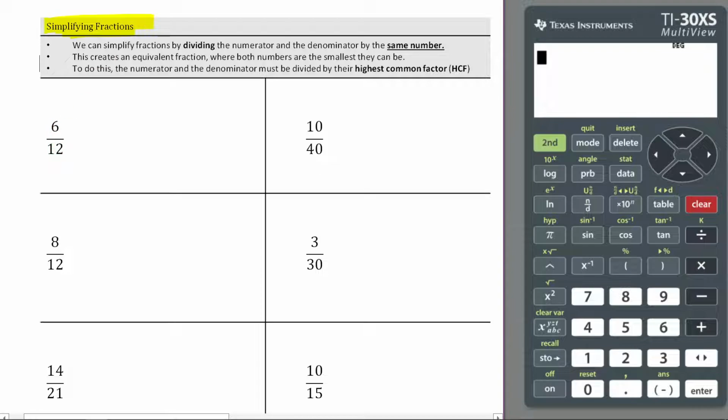Let's say you've got 6 on 12 and you want to simplify that. Well, hopefully you can immediately recognize that's going to be a half, because I'm simply going to divide the top and bottom by 6. And if I do that, I'm going to end up with 6 divided by 6 is 1, and 12 divided by 6 is 2.